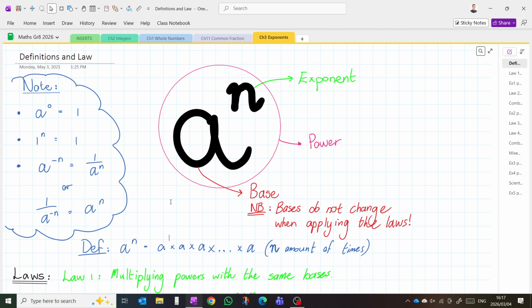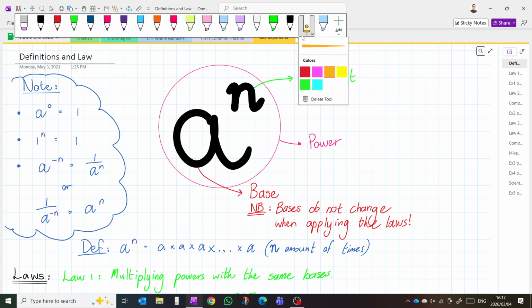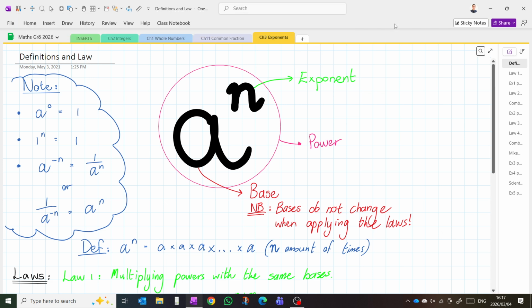So firstly, let me grab my little laser pointer here, and I want to talk about the different definitions. What is an exponent, what is a power, and a base, because that is what we are going to be referring to most often. So firstly, this whole thing, a to the power n, even if I make it 2 to the power 3, the whole thing together would be considered a power. The little number at the top is known as the exponent, and the number at the bottom is the base.